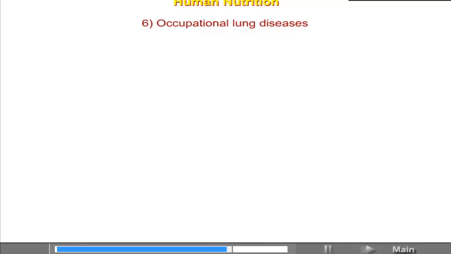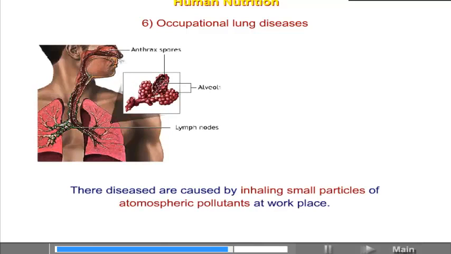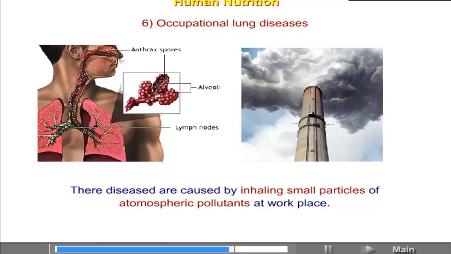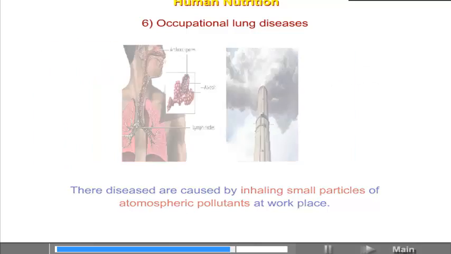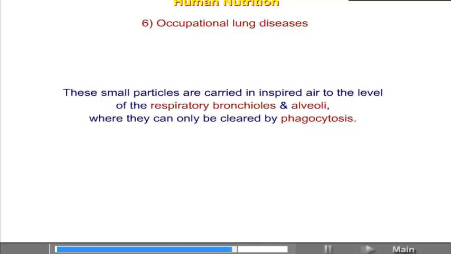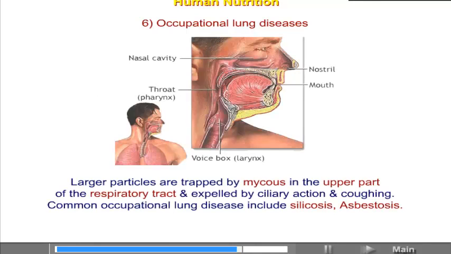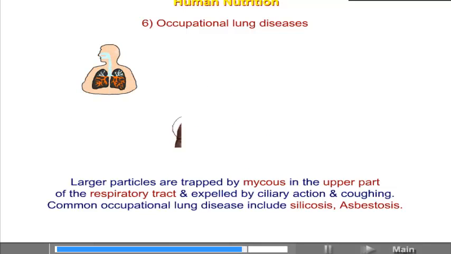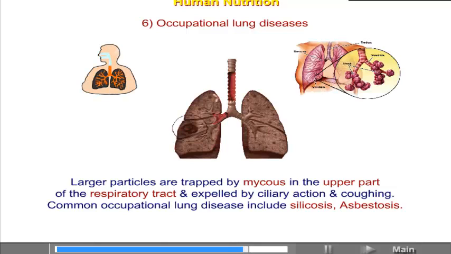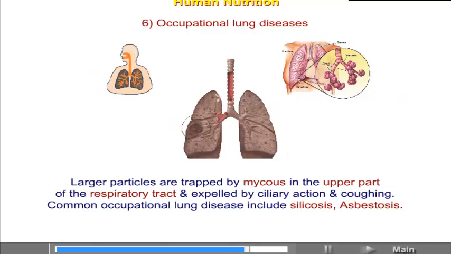Occupational lung diseases. These diseases are caused by inhaling small particles of atmospheric pollutants at workplace. These small particles are carried in inspired air to the level of the respiratory bronchioles and alveoli, where they can only be cleared by phagocytosis. Larger particles are trapped by mucus in the upper part of the respiratory tract and expelled by ciliary action and coughing. Common occupational lung diseases include silicosis, asbestosis.